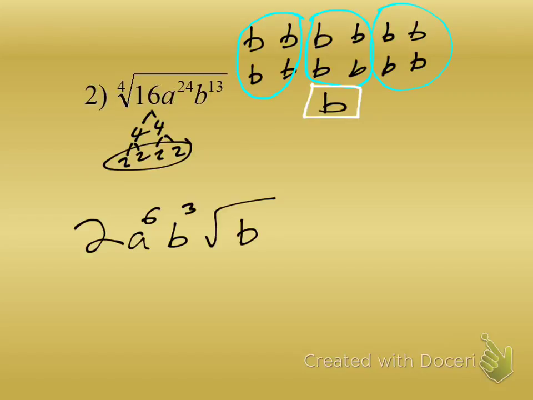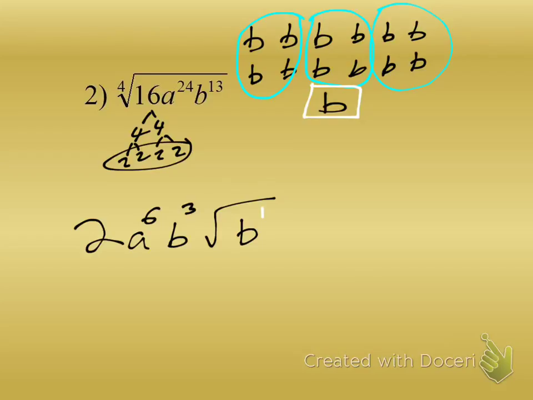Would you have to write B to the second? Yes, that's exactly it. If B was to the 14th power, you'd have 2 B's left over, so it would be B squared. If it was B to the 15th power, you'd have 3 B's left over, so it'd be B cubed. If it was B to the 16th power, you would have B to the 4th on the outside. So as long as this power is lower than your index, it can be in here. Right now, this power on B is 1. That's okay.